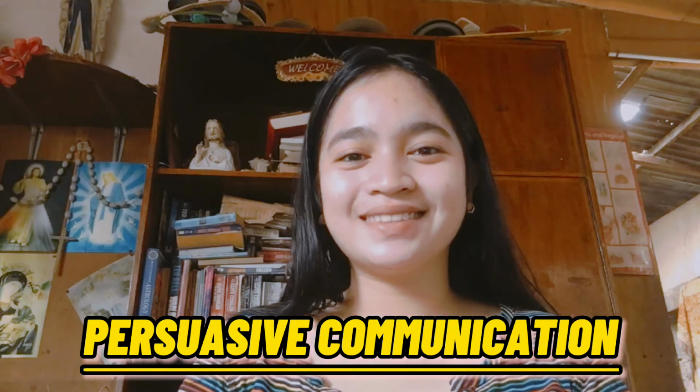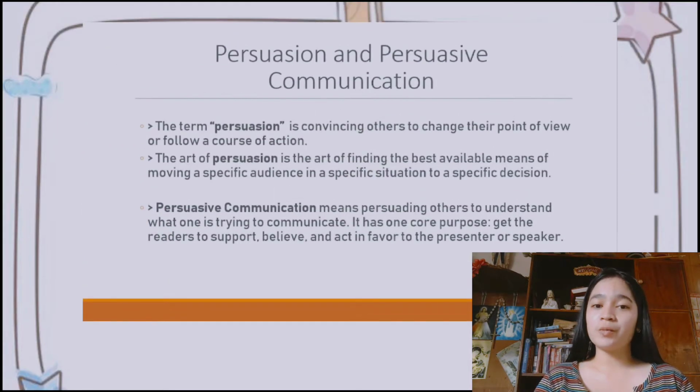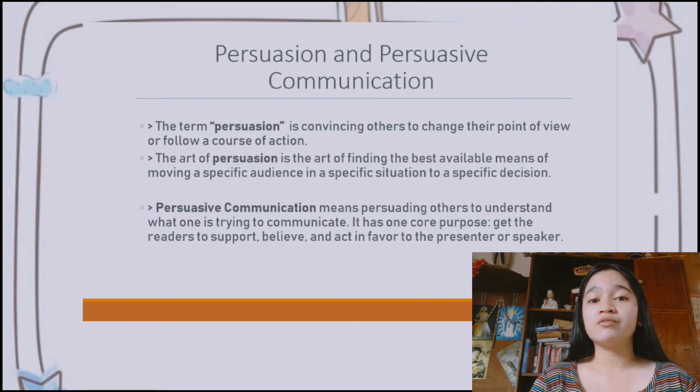My topic is all about persuasive communication. Persuasion and persuasive communication. The term persuasion is convincing others to change their mind or to follow a course of action. In addition with that, the art of persuasion is the art of finding the best available means of moving a specific audience in a specific situation to a specific decision.